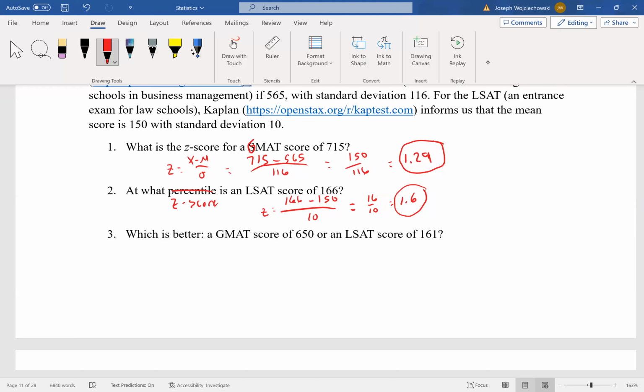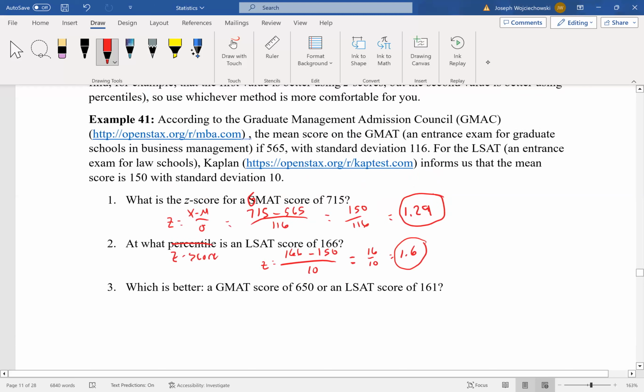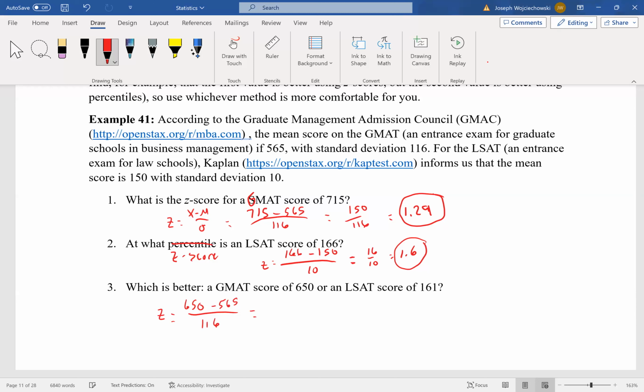So now I'd ask, which is better, a GMAT score of 650 or an LSAT score of 161? So what we would do is look for the z-scores of each of these, because you won't be able to have a computer on the exam. So we'll just practice what we know. So x is 650. The mean is 565. Standard deviation is 116. So here, what do we have? 85 over 116.